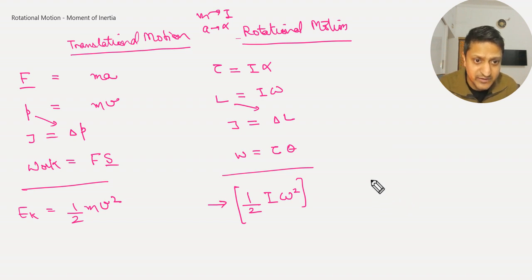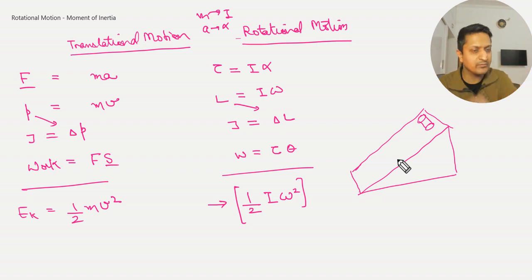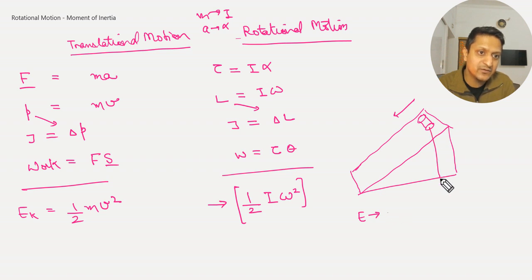It is very important. See, if there is a hinge, there is a plank like this. Okay, like this. And there are some objects here. Suppose this will roll down. So what energies will this have? First of all, it will have potential energy. So it will have mgh.